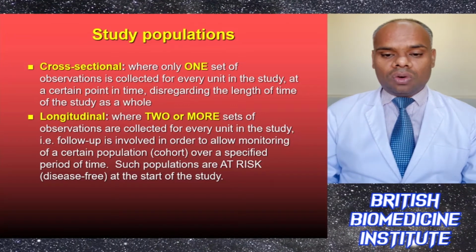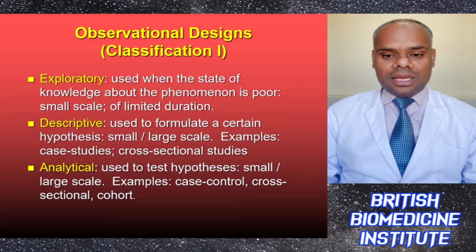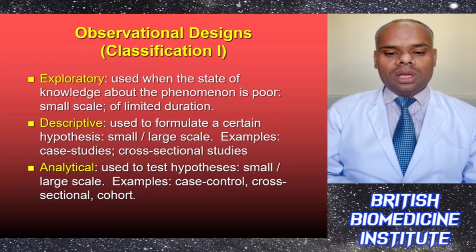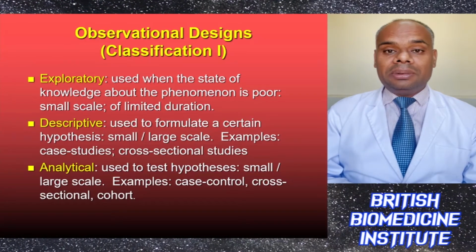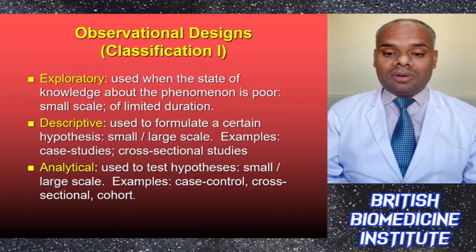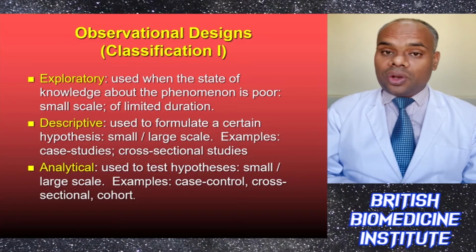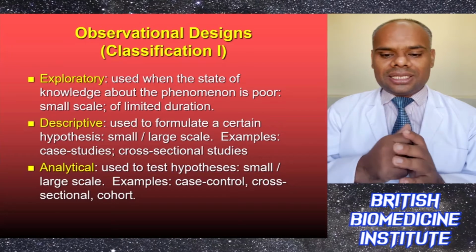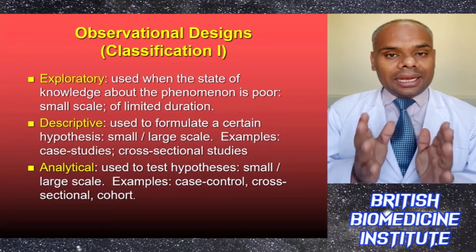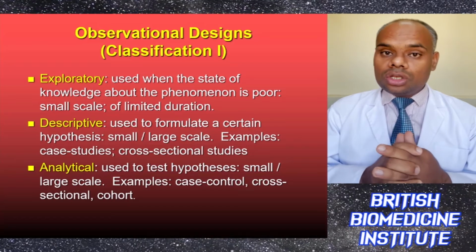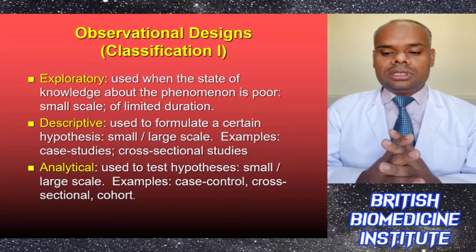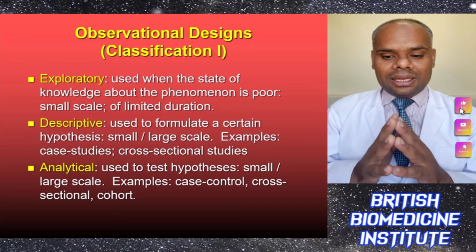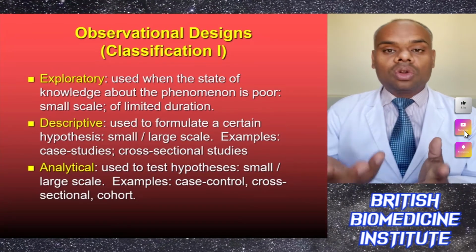Under the classification of observational designs, exploratory designs are used when the state of knowledge about the phenomena is poor, or it is of small scale or limited duration. Whereas descriptive designs are used to formulate a certain hypothesis, on small or large scales. Examples are case studies or cross-sectional studies. Whereas analytical study designs are carried out to test a hypothesis, and they can be small or large scale. For example, case control, cross-sectional, or cohort studies.